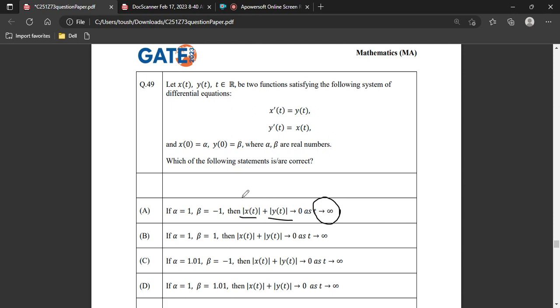So a non-negative term plus a non-negative term, as t tends to infinity. When will this sum go to 0? Both terms have to go to 0, so |x(t)| has to tend to 0 and |y(t)| has to tend to 0, because there is no possibility that |x(t)| will go to plus 1 and |y(t)| will go to minus 1, and then their sum will go to 1 minus 1 equal to 0. So there is no possibility like this. The only possibility is |x(t)| has to tend to 0 as t tends to infinity, and |y(t)| has to go to 0 as t tends to infinity, right?